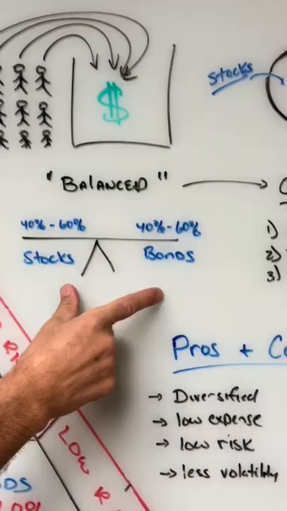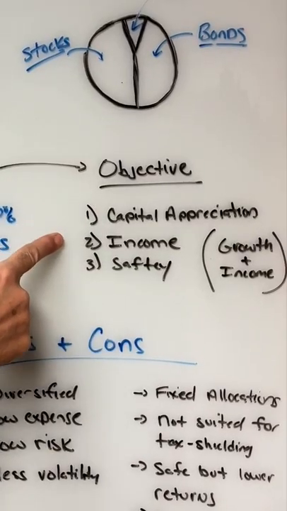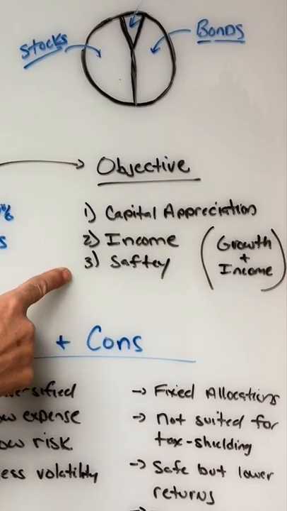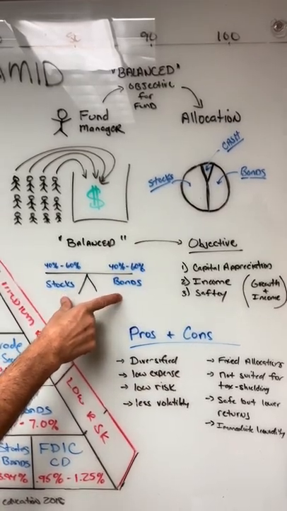In the case of a balanced fund, we're looking for the objective of capital appreciation as well as income as well as safety. And so in that situation, we're going to have about a 50-50 stock bond mix or somewhere there similar. So here's how you get paid.